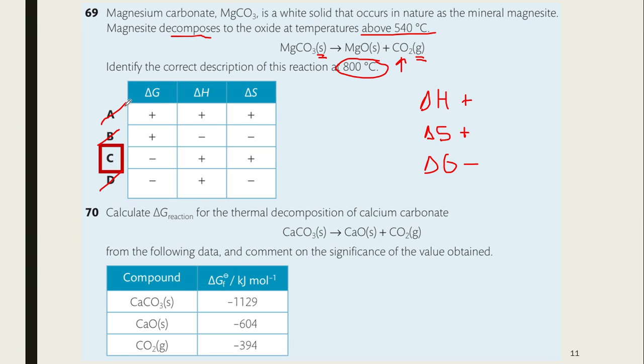Okay, so just by looking at the reaction, the equation, I figured out my delta H and my delta S, and then I took the temperature and figured out my delta G.